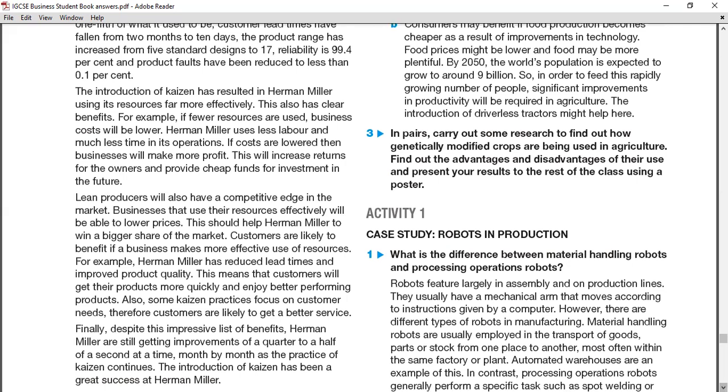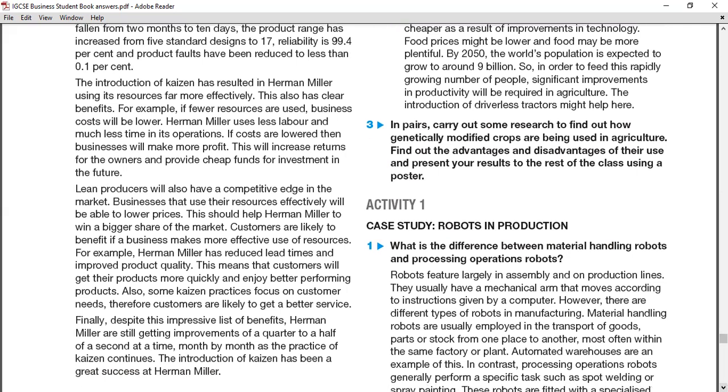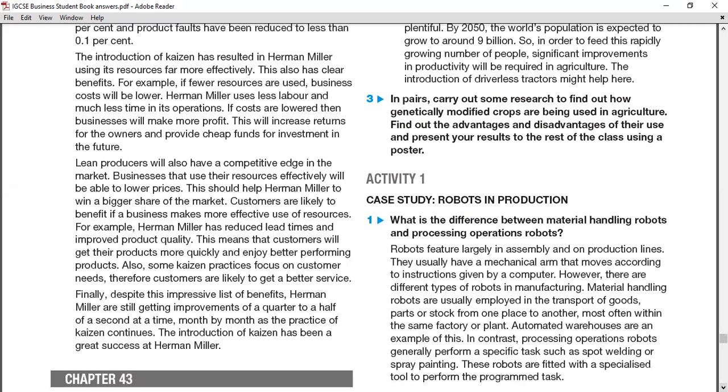Also, some Kaizen practices focus on customer needs. Therefore, customers are likely to get better service. Finally, despite this impressive list of benefits, Herman Miller are still getting improvements a quarter to a half of a second at a time. Month by month, as the practice of Kaizen continues, the introduction of Kaizen has been a great success at Herman Miller.